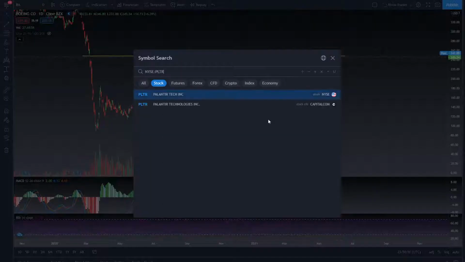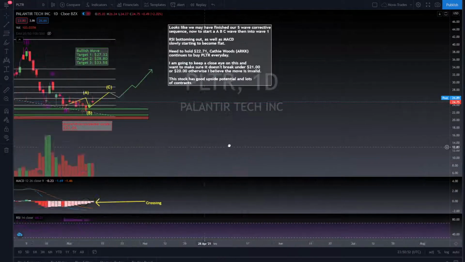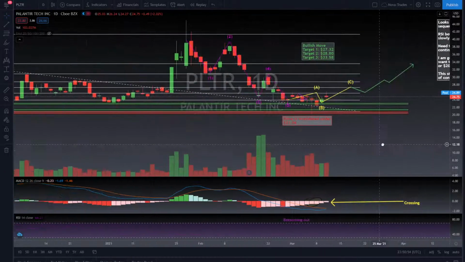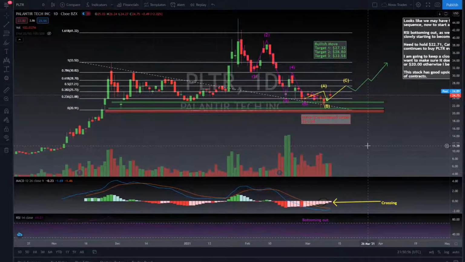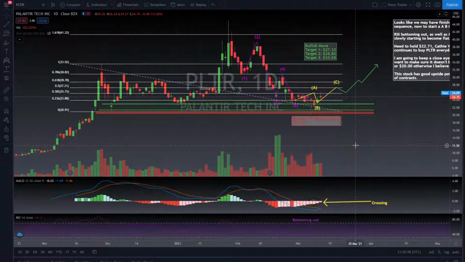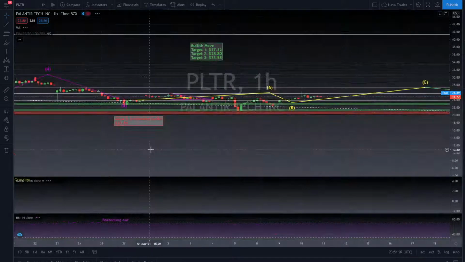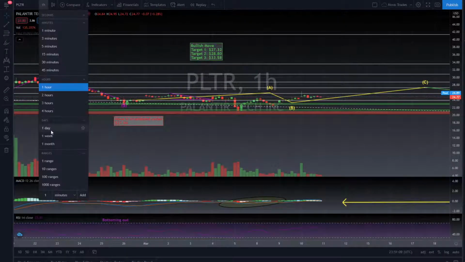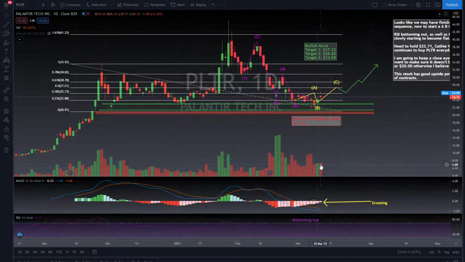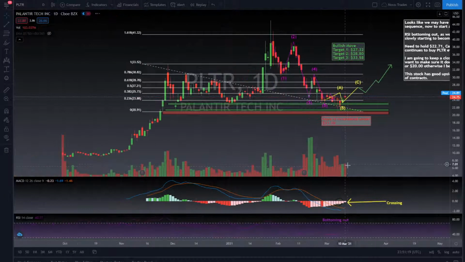So PLTR still looks good. It did have an interesting day today. It did reject that 25.73 level, but overall it still looks decently bullish. It has a doji candle as well, which can be a good sign. Let's see how was volume today. Volume was slightly increased, nothing crazy though. I would say volume was a little bit over its average volume, so volume looks decent.